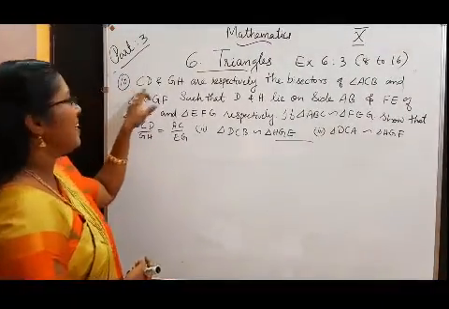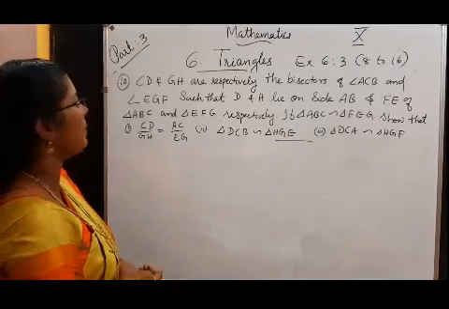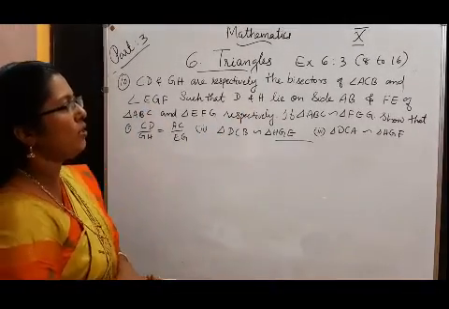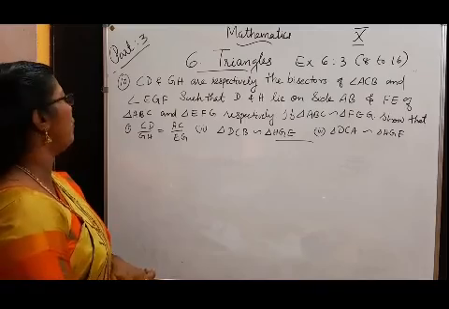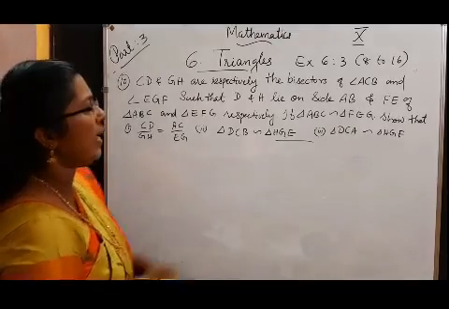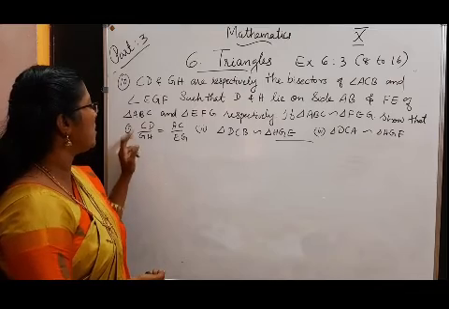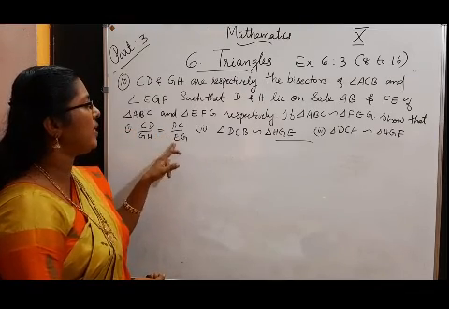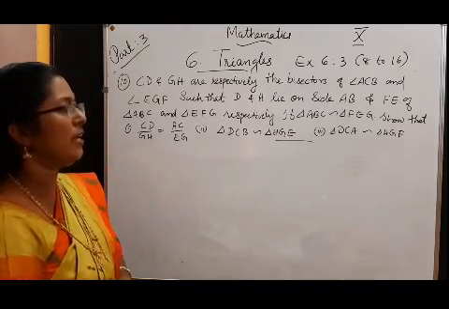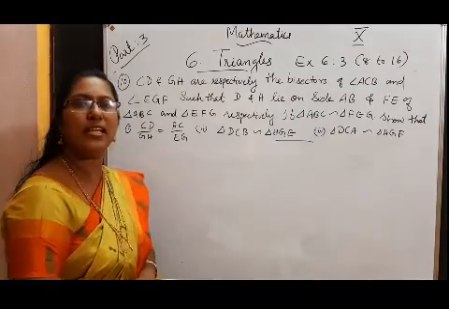Okay. Clear? The next question. Question number 10. CD and GH are respectively the bisectors of angle ACB and EGF such that D and H lie on side AB and EF of triangle ABC and triangle EFG respectively. If triangle ABC is similar to triangle FEG, show that first, CD by GH equal AC by EG. Second, triangle ACB similar to triangle HGE, and third, triangle DCA similar to triangle HGF.